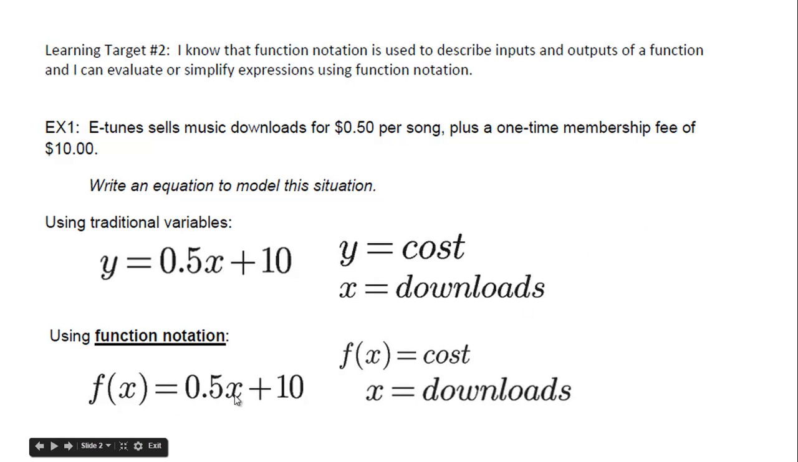f of x equals 0.5x plus 10, where f of x is cost and x is downloads. We don't have to use f all the time. We could use capital C for cost and a little d for downloads. I just want to expose you to this a little bit at a time.